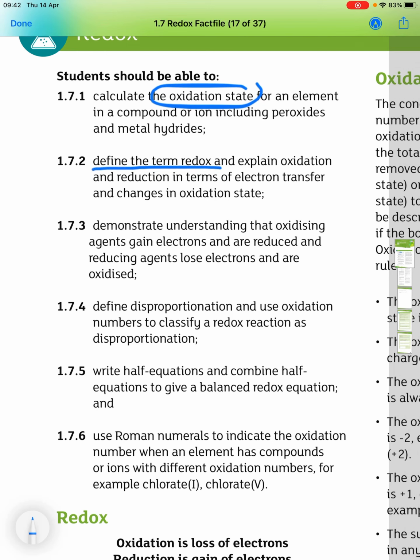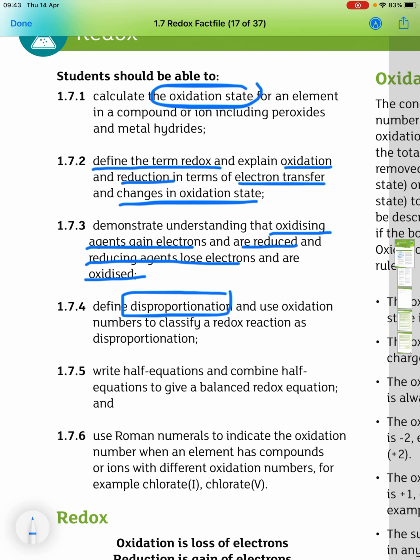The second is to define the term redox and explain oxidation and reduction in terms of electron transfer and changes in oxidation state. Third is to demonstrate understanding that oxidizing agents gain electrons and are reduced, and reducing agents lose electrons and are oxidized. Number 4 is to define disproportionation and use oxidation numbers to classify a redox reaction as disproportionation. Number 5 is writing half equations and combining the half equations to give a balanced redox equation.